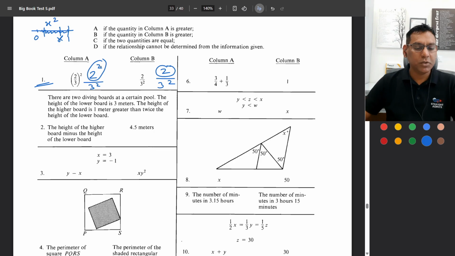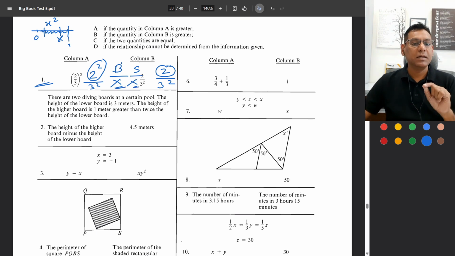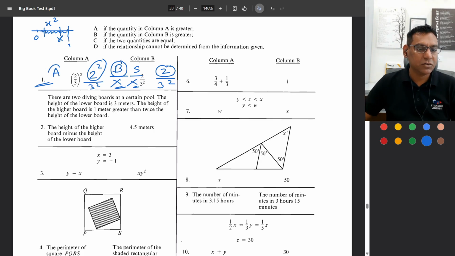These are positive numbers greater than 1, right? So this is going to be a big number divided by x. Again, that x is also positive, so no complications here, and this is going to be a small number divided by x. So when we have the same denominator, which number is bigger? The number that has the bigger numerator is bigger, right? So here we are going to get the answer.